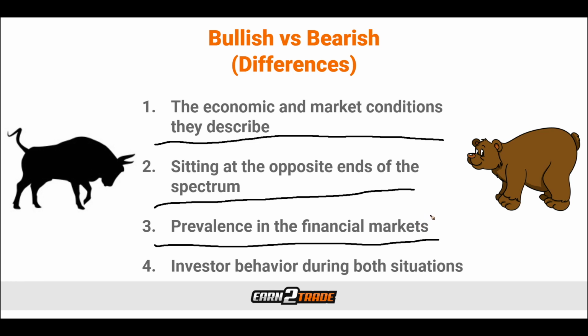And to confirm this, we can simply take a look at history. We can look at the Depression like we talked about, recessions, wars, global political instabilities. All of this has always been the outcome. Since the S&P 500 was created in 1957, it's grown over 5,800%. Then we also have the investor behavior during both situations.